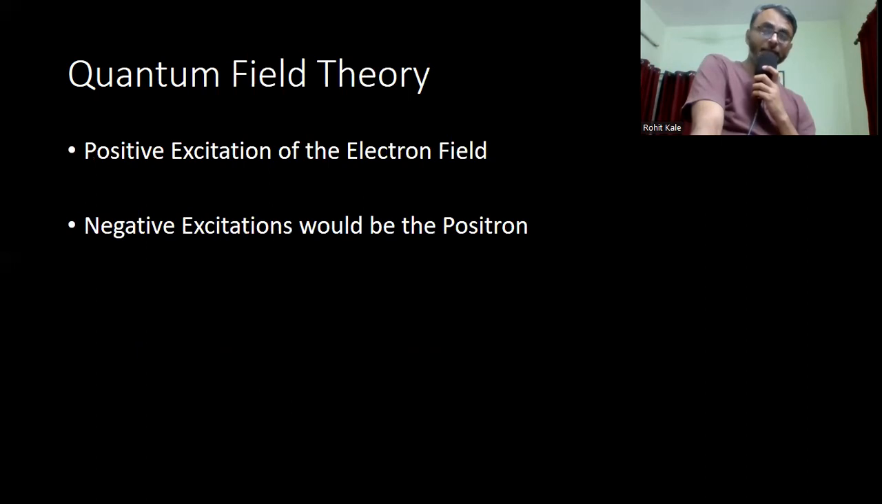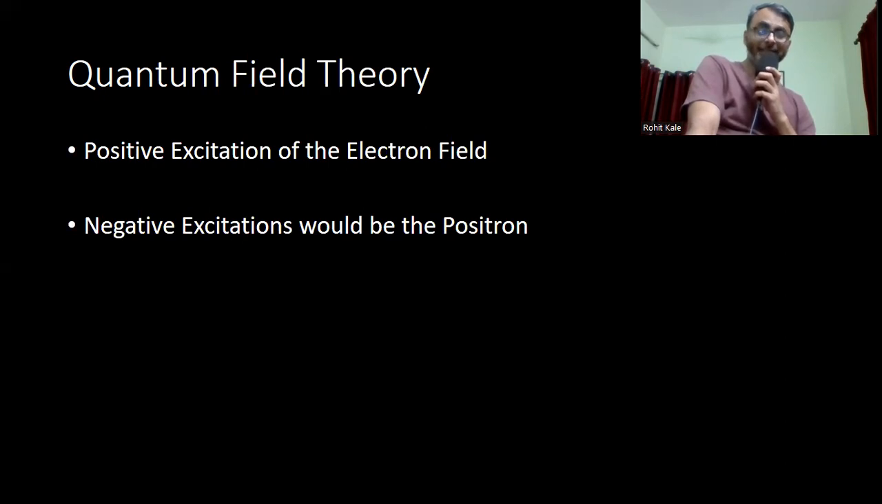Now quantum field theory has made it even worse. Quantum field theory says that there's an electron field which is all around, and the electron is just a positive excitation of that field, and a negative excitation of the same field is the positron, which is the antiparticle of the electron. This makes a lot of sense as far as the mathematics is concerned, but as far as understanding is concerned, it makes very little sense. It's not very based on logic, but we know that it's true.